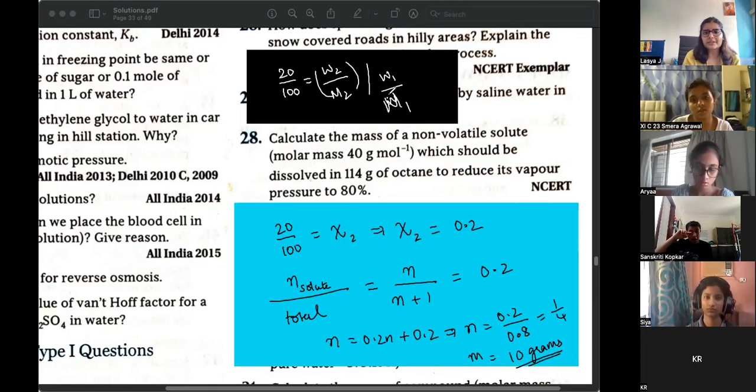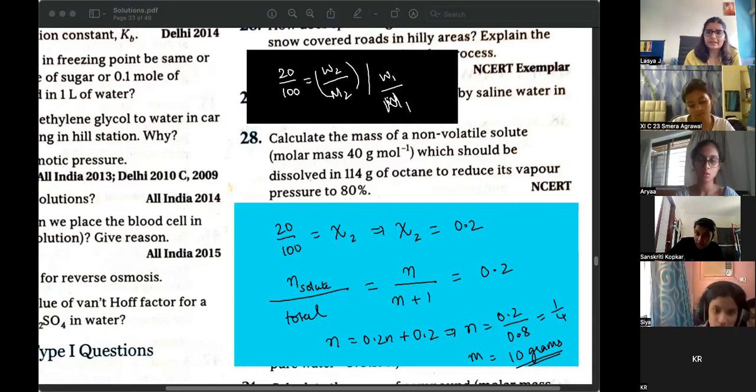Yeah. So basically you ignored, instead of taking total, you just took number of moles of solute upon number of moles of solvent directly. Yeah, basically that's the case. So that'll work only if the number of moles of solvent is a lot greater than this thing, like if you can neglect it. Anyhow, we should get 10 grams at the end. Yeah, 10 grams. So, see, now we got 9.91.